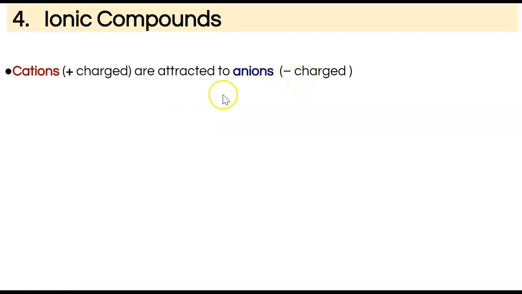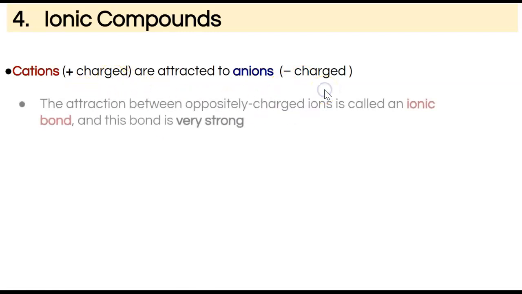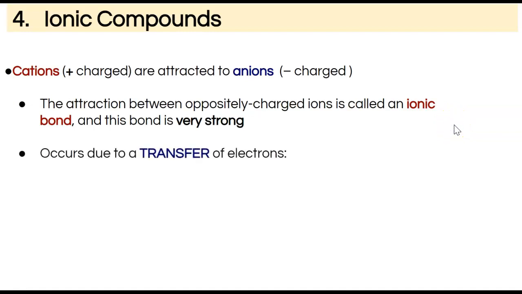We also know that negative charges and positive charges attract one another, right? Opposites attract. And so when we have these oppositely charged ions coming together, and they will be attracted to each other, that forms what we call an ionic bond. And that bond is super, super, super strong. So that happens because of the transfer of electrons.